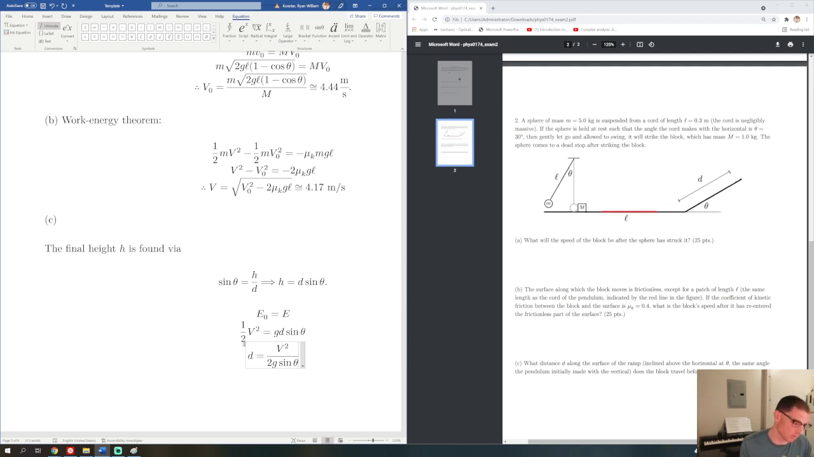Whatever this number works out to be should be your answer. But just to stress, this is conservation of energy with no modifications, because there are no non-conservative forces doing work here, right?